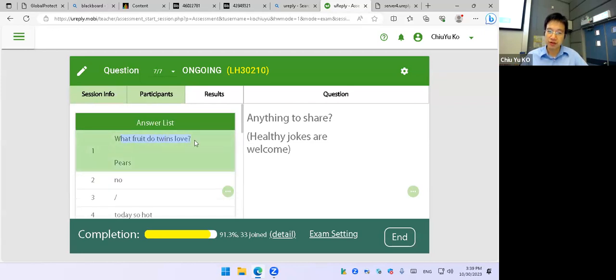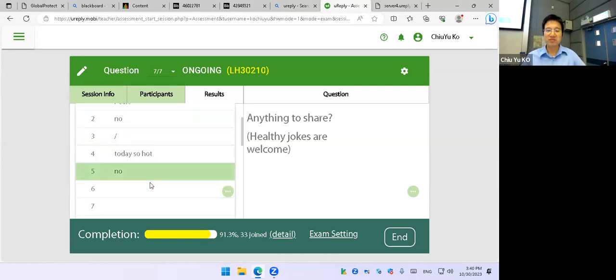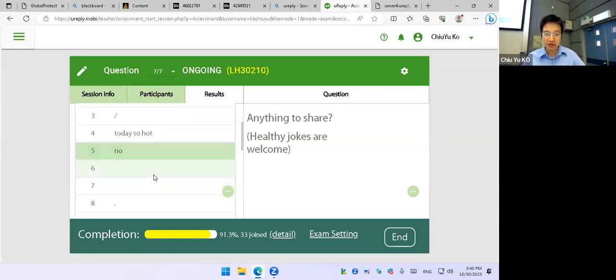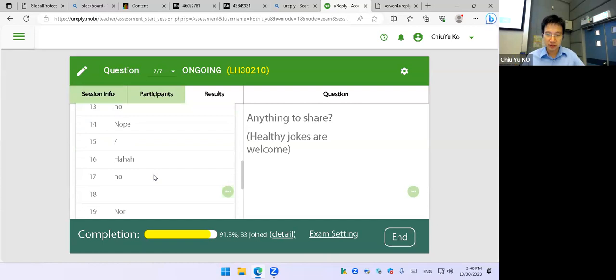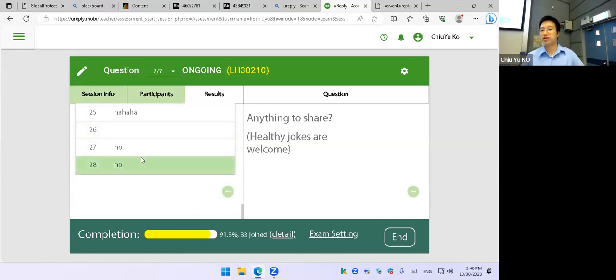What fruit do twins love? Pears? Oh, yeah, I got it. Oh, yeah, that's a good one. I like it. Today is so hot. Yeah, it's a good joke. It's hot? Yeah, I think so. Yeah, that's right. No? Nope. Haha. No, good. So, at least she seems to be okay.